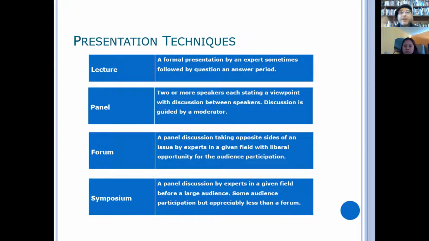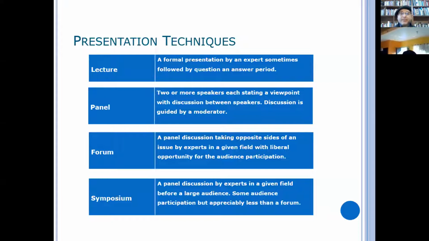Another oral presentation technique is called the panel. A panel is when you have two or more speakers sitting on the stage, and they are the experts, and each of them presents their own point of view and they discuss a topic. Sometimes they generate a discussion among themselves, but sometimes they just give an opinion, and people that are listening can ask questions as well. Everything is very organized, and it's a discussion guided by a moderator. That's a panel.